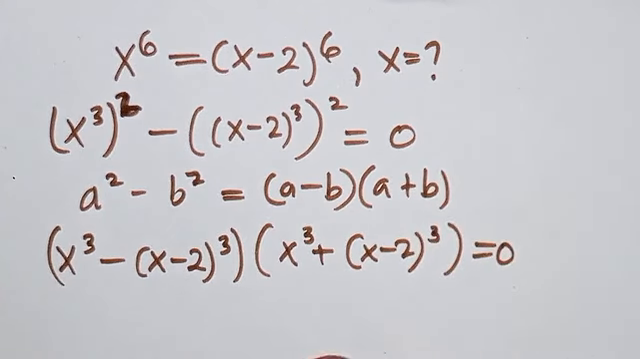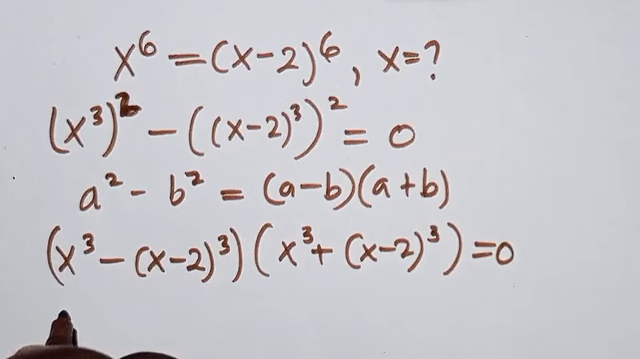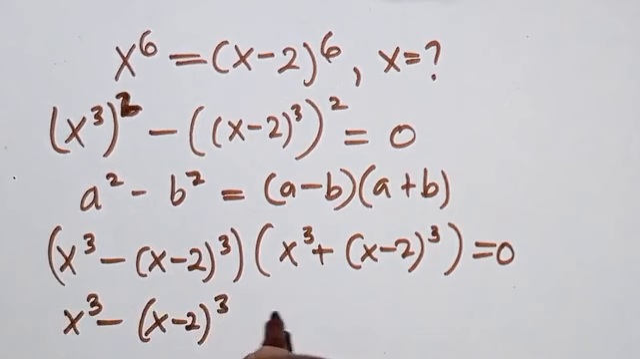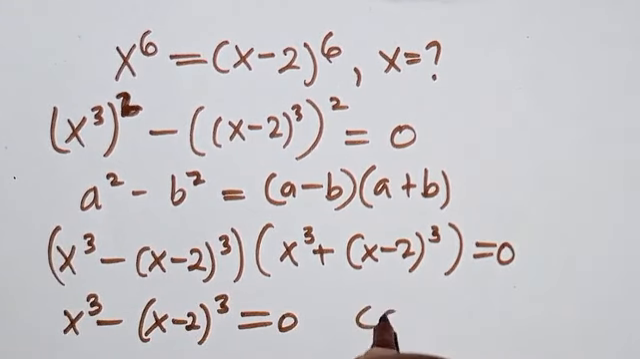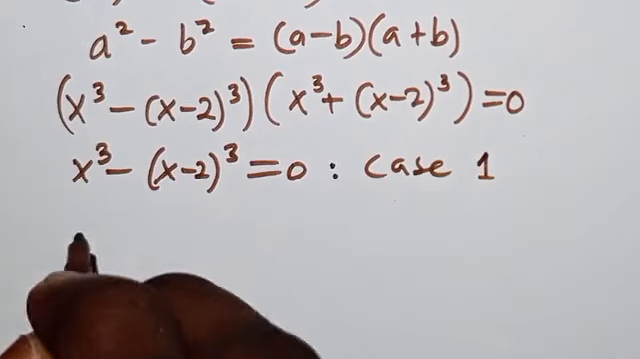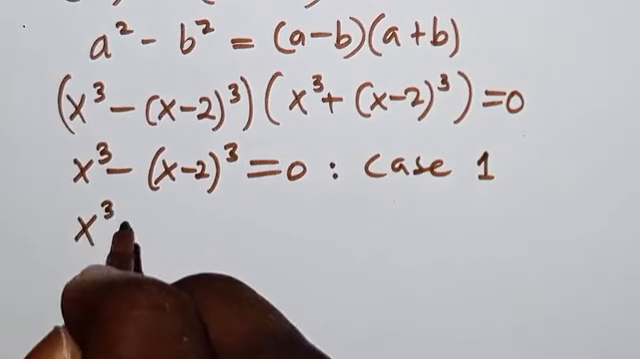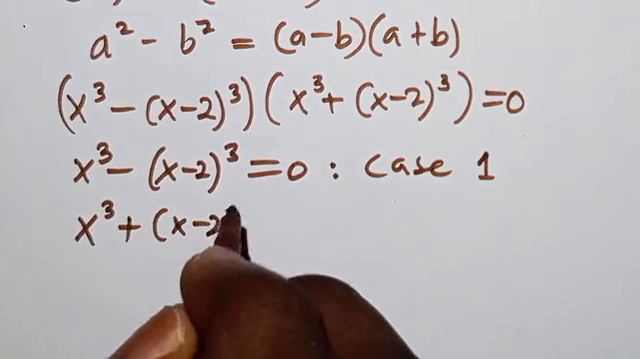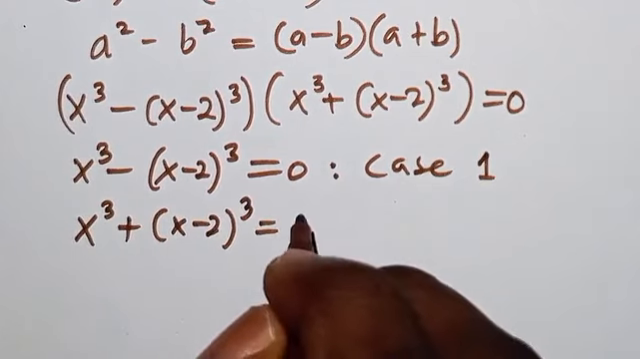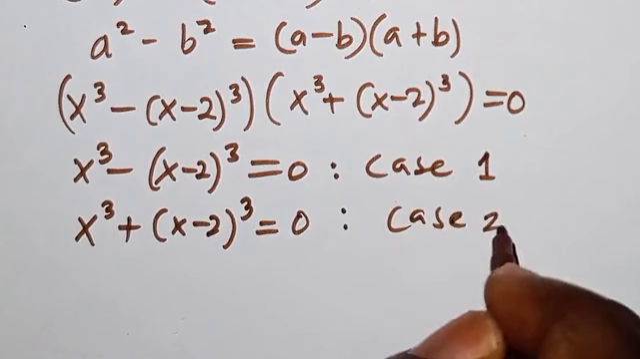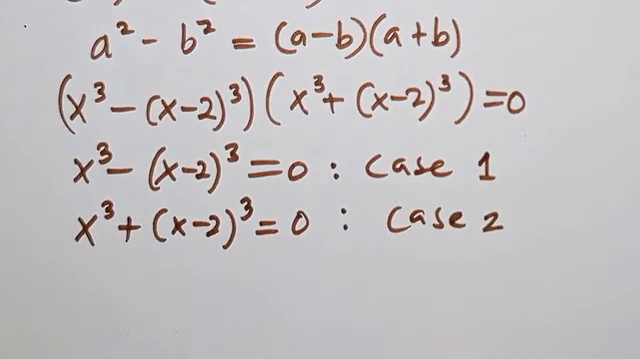So from there, this is a zero-form equation. So either x to the power of 3 minus x minus 2 all to the power of 3 equals 0, that is case 1, or x to the power of 3 plus x minus 2 all to the power of 3 equals 0. So this is case 2. We are going to take each case and simplify them further.